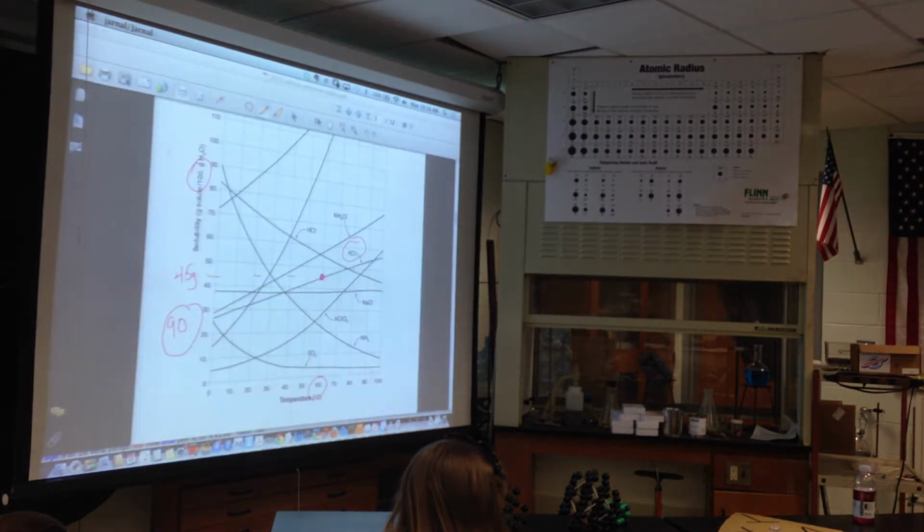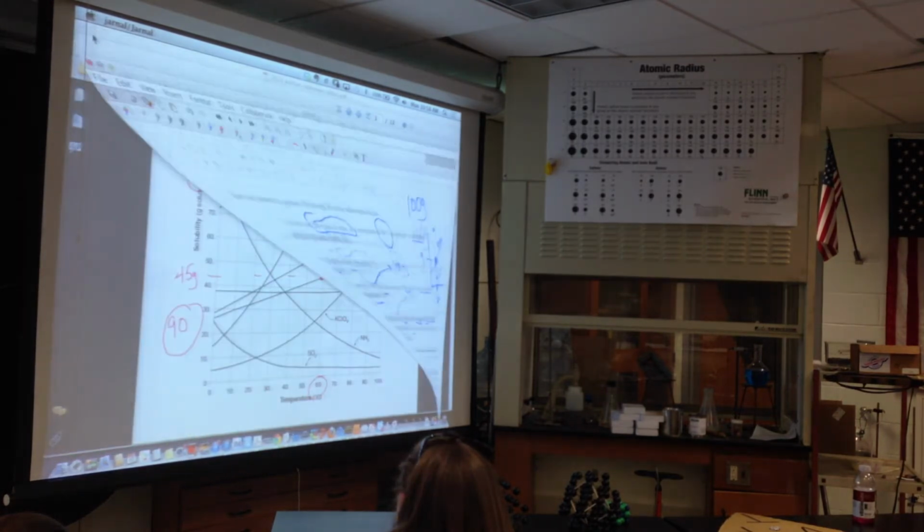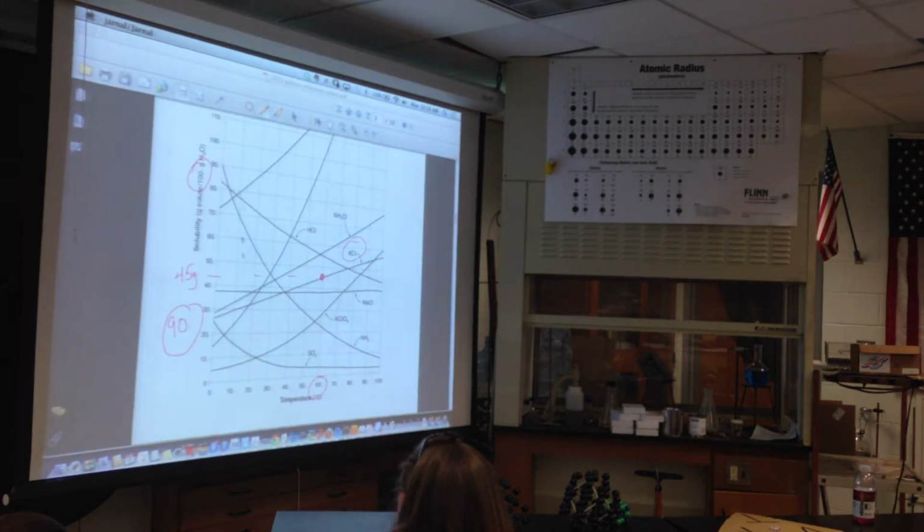58. Okay? This solution is cooled to 10 degrees, and the excess KCl precipitates out. The resulting solution is saturated at 10. How many grams precipitated out? Okay, well, let's go there. So it was cooled to 10, and now it's still saturated.